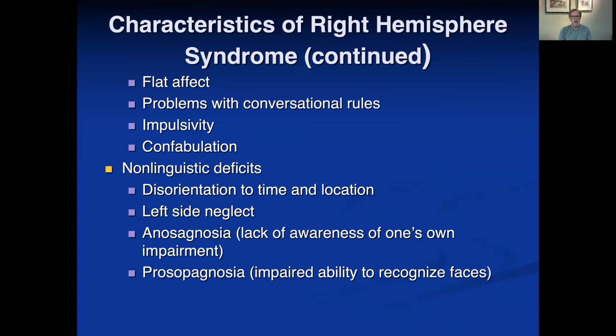An aphasic tends not to confabulate. They don't make things up because they know what's going on. They also do have non-linguistic deficits, including disorientation to time and location. They've got the left side neglect. They may very well have something called anosognosia, which is a lack of awareness of one's own impairment.